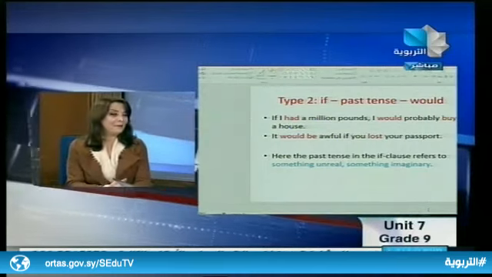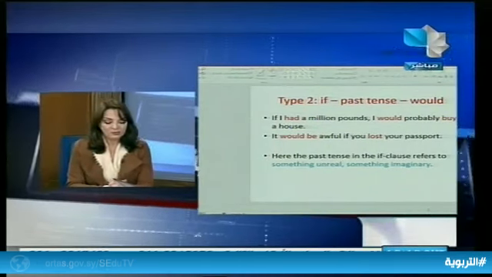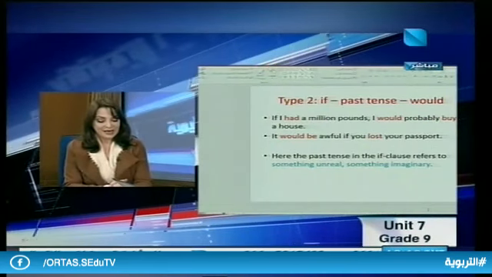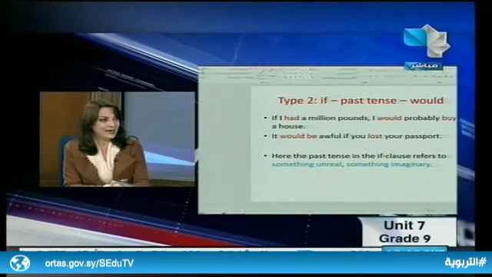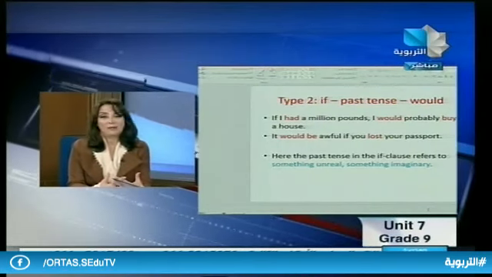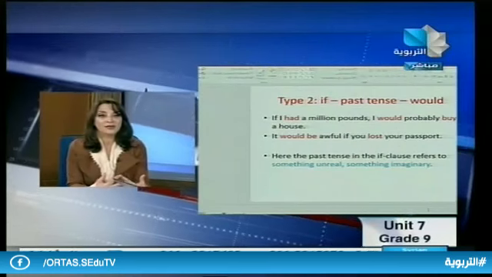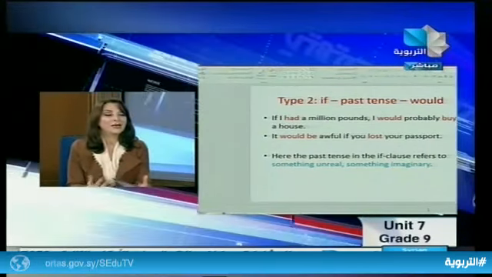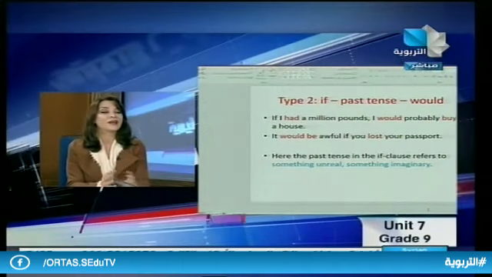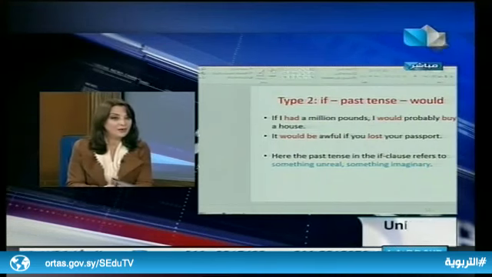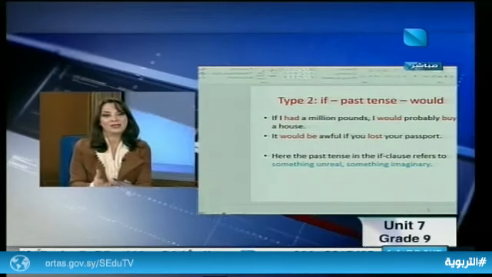If I had £1 million, I would probably buy a house. So, if I had £1 million, do I really have £1 million? This is the point here. Am I talking about the past? Actually, I'm not talking about the past. Here, I'm just imagining something that is not real. In fact, I don't have that much amount of money, and I'm just trying to imagine.